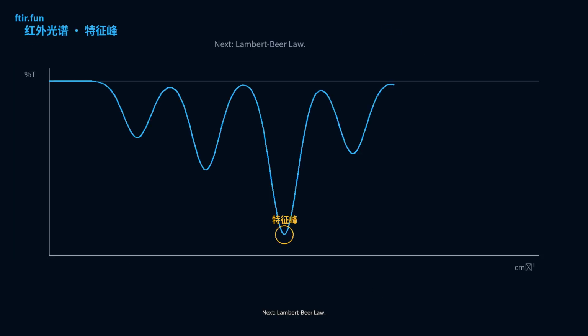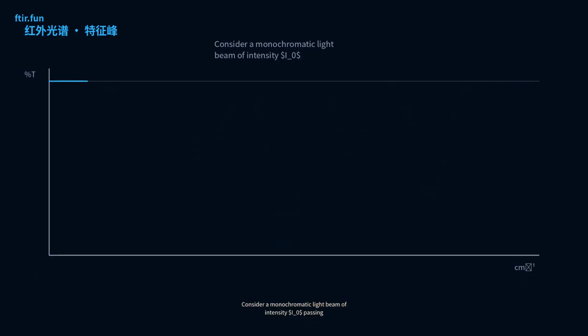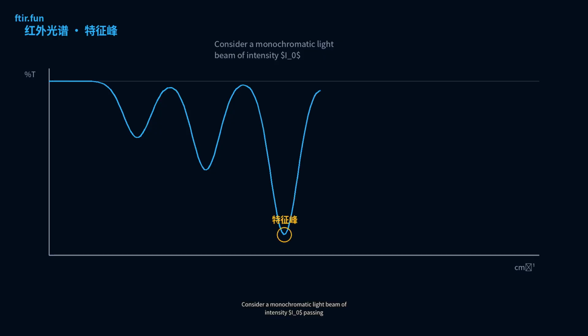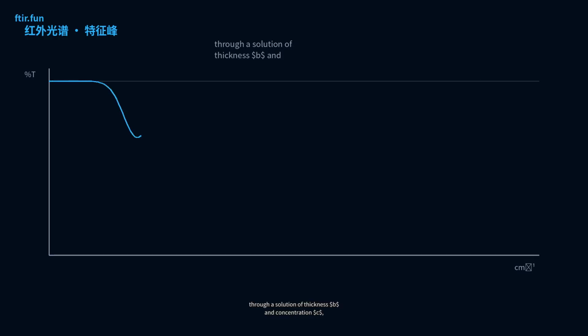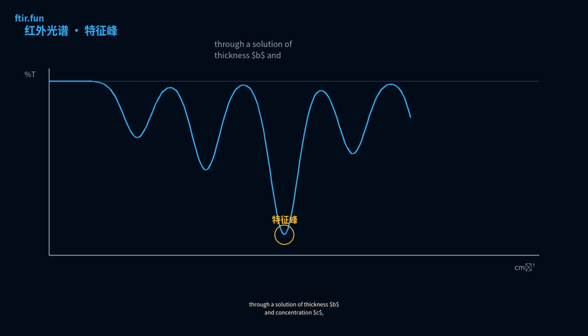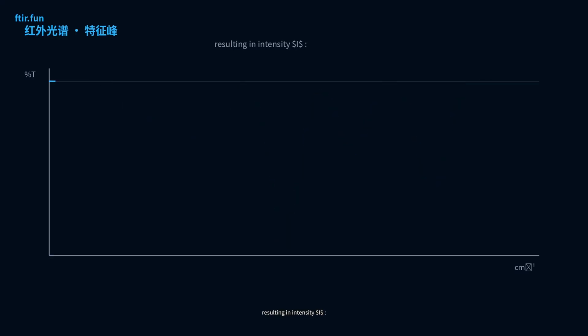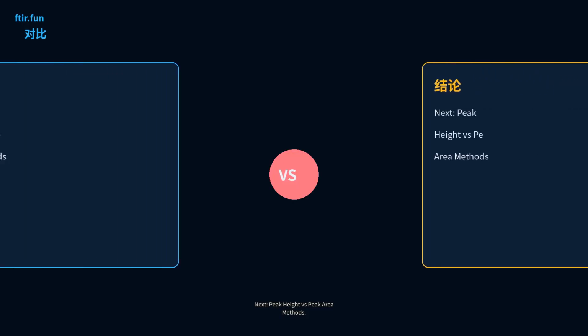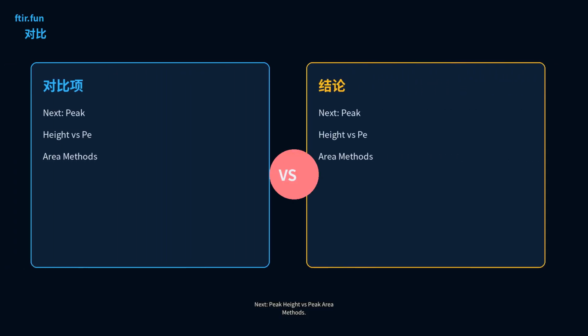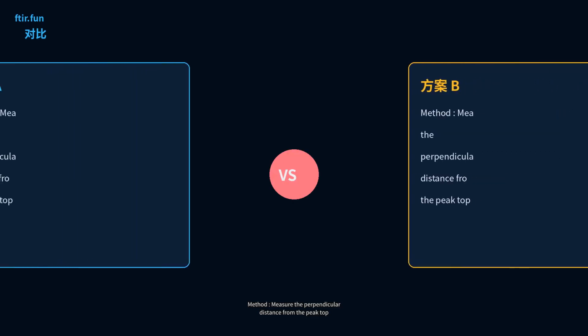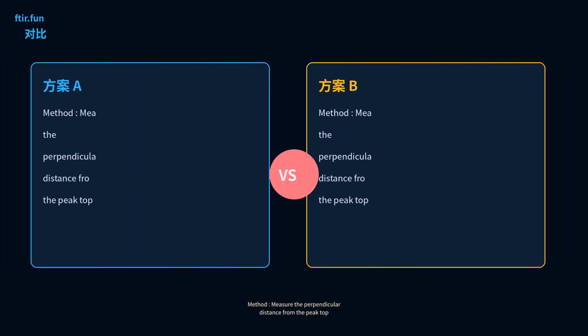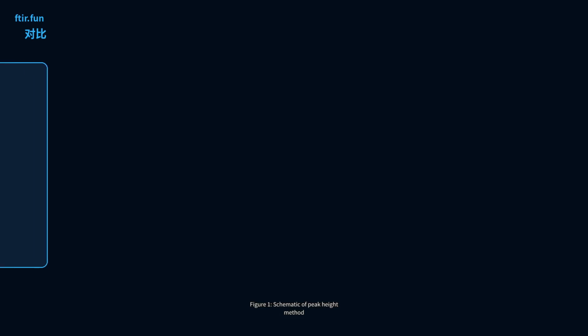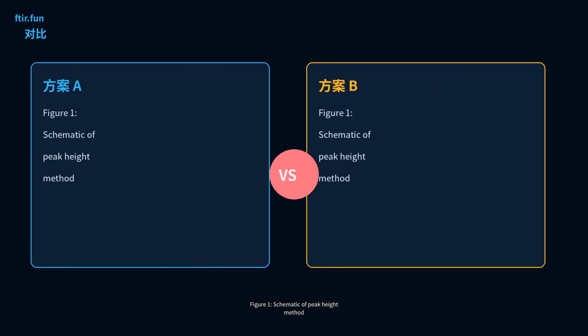Next, II. Lambert-Beer law. 1.1 Derivation of the law. Consider a monochromatic light beam of intensity $I_0$ passing through a solution of thickness $b$ and concentration $c$, resulting in intensity $I$. Next, peak height vs peak area methods. Method description: measure the perpendicular distance from the peak top to the baseline. Figure 1. Geometry of peak height method.